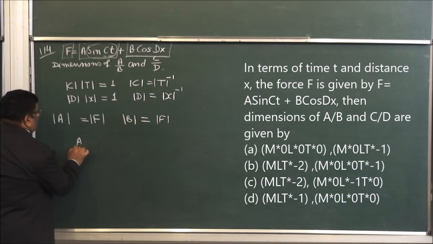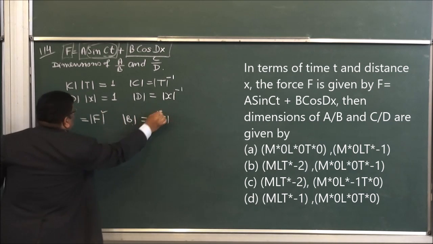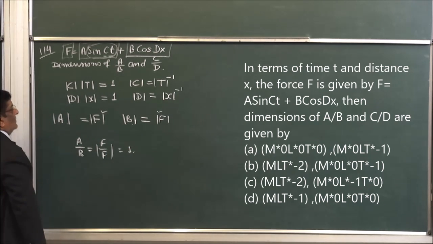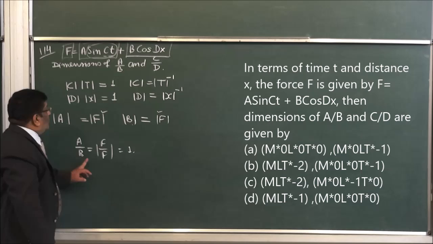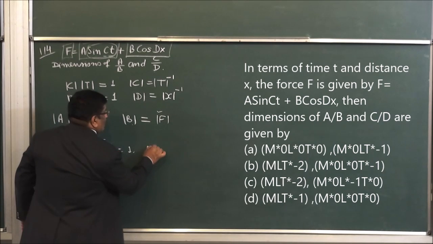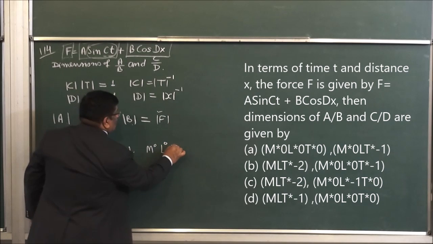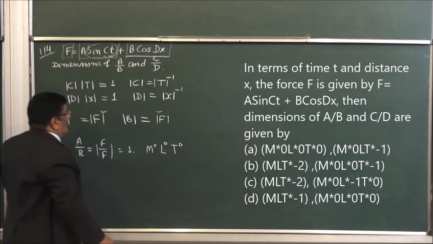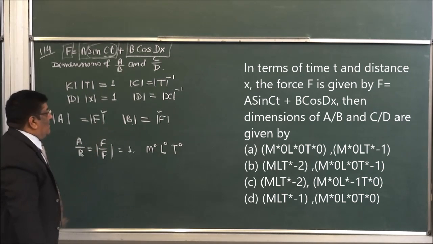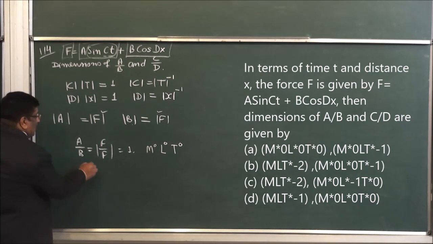Now A upon B have similar dimensions, F upon F. That is 1. Now whose dimension is 1? Answer: M0 L0 T0. That is dimension 1, because both are having the same dimension. Or you can write it the other way.